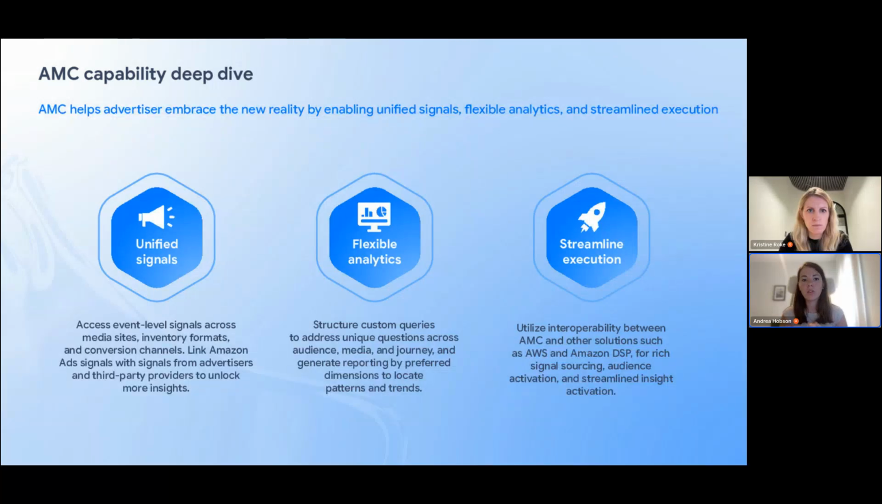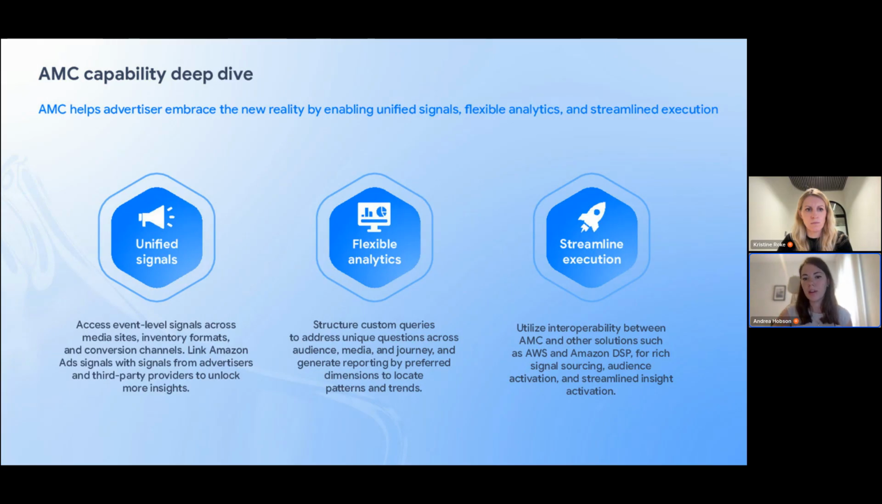And for a streamlined execution, AMC will integrate with other Amazon solutions that we were mentioning, such as, for example, the Amazon DSP. This makes it easier to source those signals and also activate the audiences that we've built in AMC out of those insights that we've discovered with the AMC analysis, and actually turn those insights into actions and enrich your data and also refine your targeting effectively.